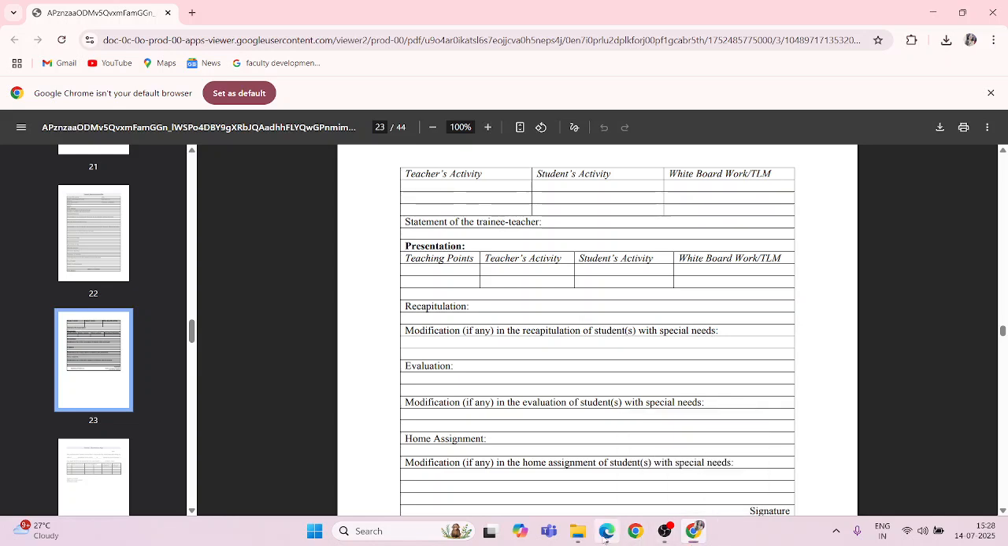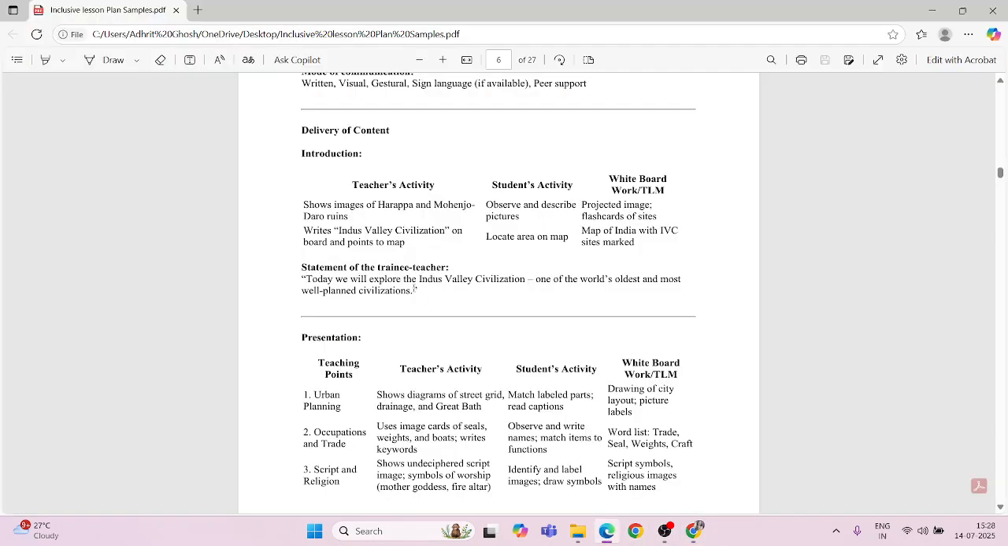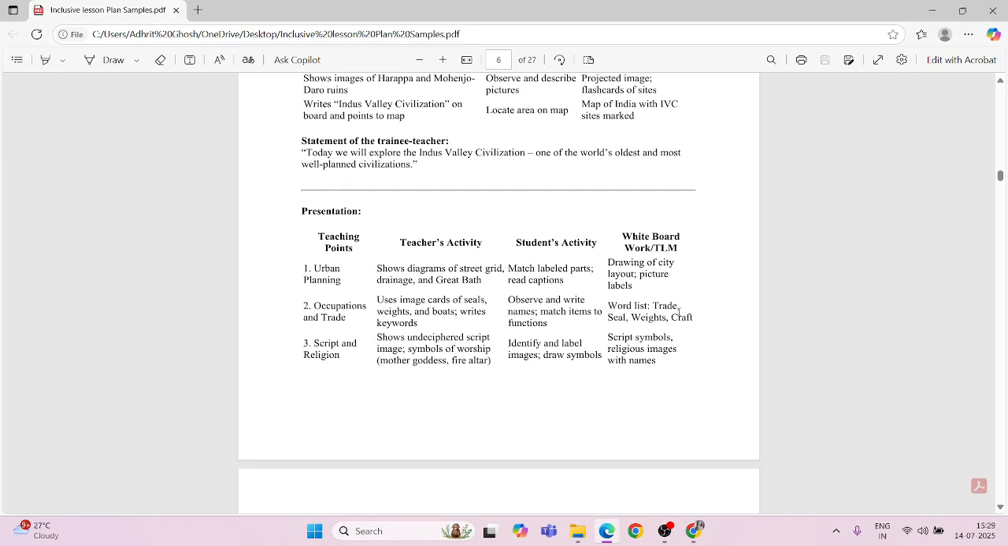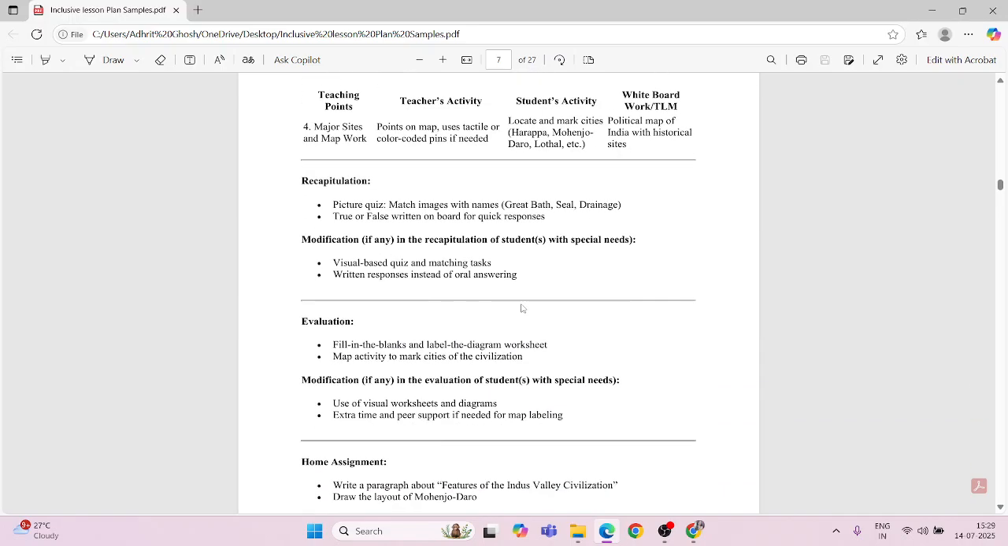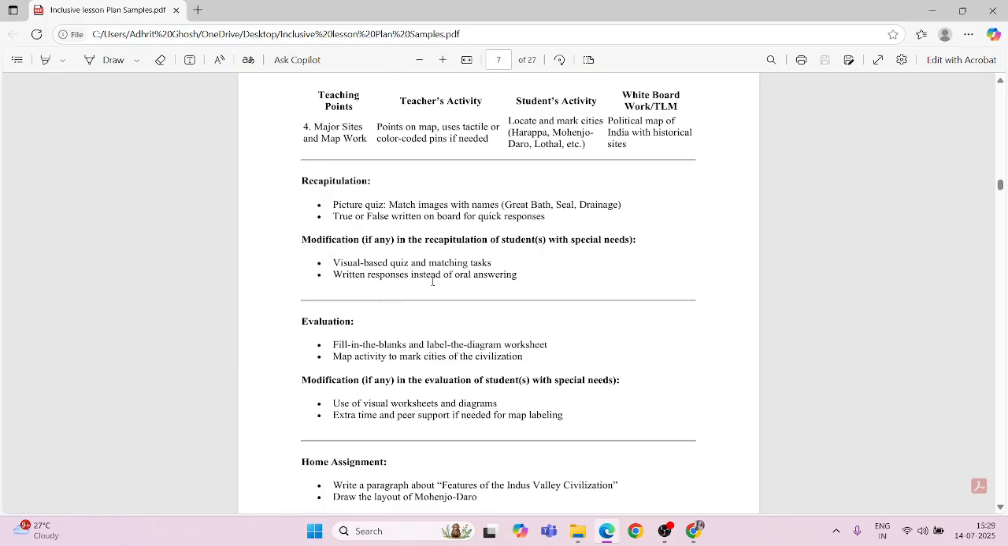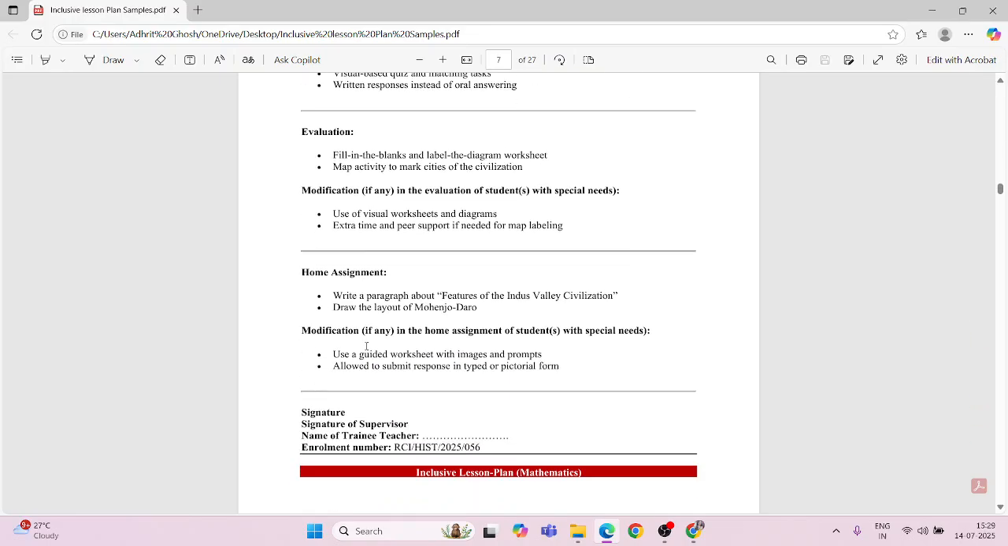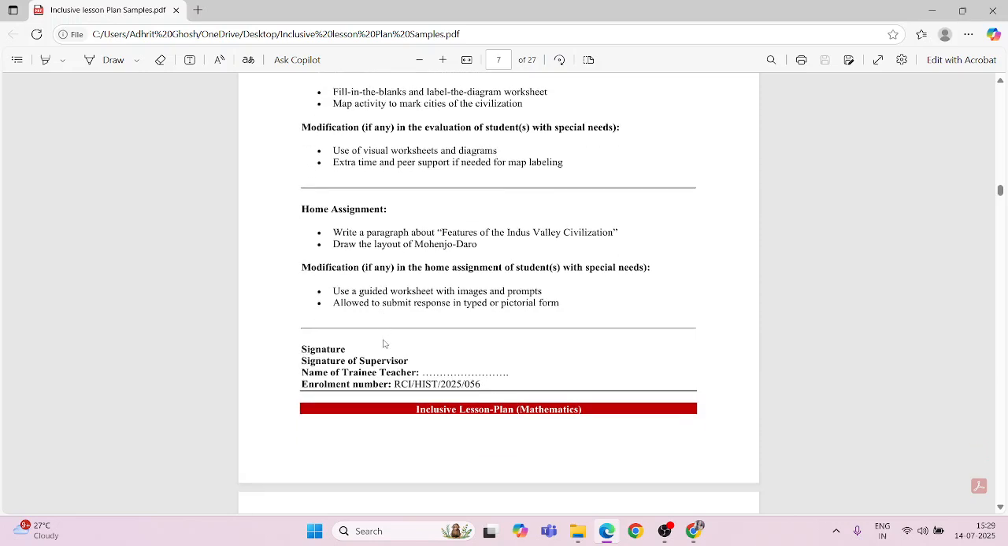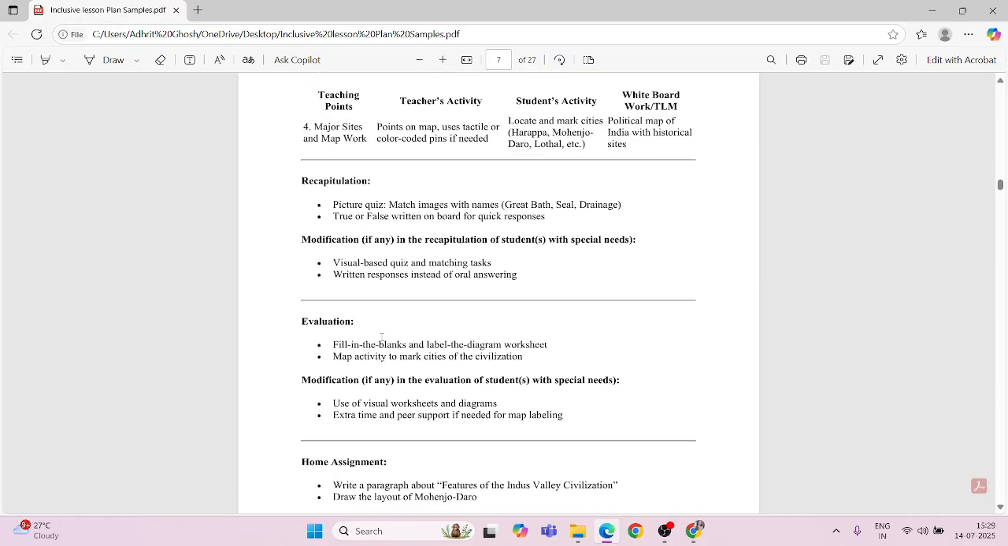Now we come to the sample. See the delivery of the content. This is the introduction part. Okay, this is a statement of the trainee teacher. This is the presentation part, the teaching points and the various teachers' activities, students' activity, whiteboard work, and all that. Okay, then you have the recapitulation part, modification part. Then you have the evaluation and the modification wherever required, the home assignment, and then the modification wherever required. So this is in case of history.